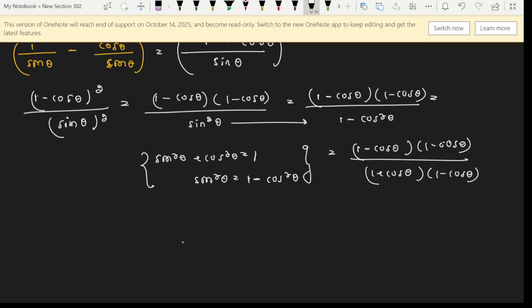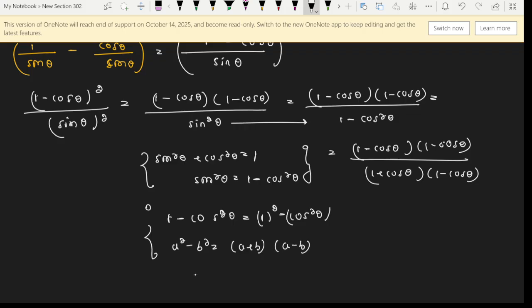1 minus cos square theta is nothing but 1 square minus cos square theta. So this is in the format of a square minus b square. A square minus b square is (a plus b) into (a minus b), where a is equal to 1 and b is equal to cos theta.